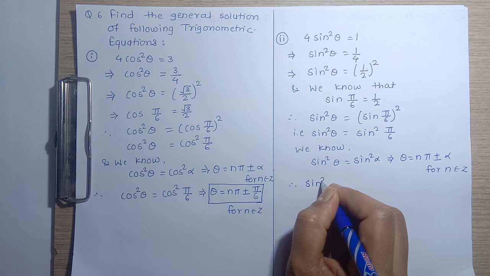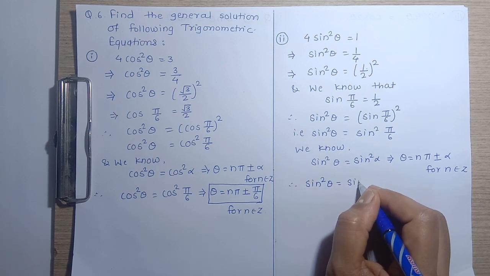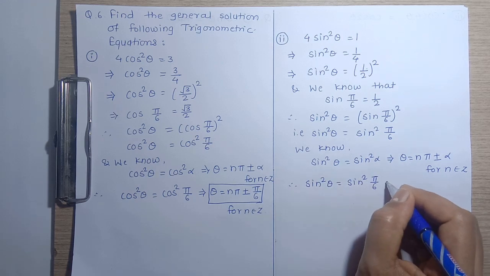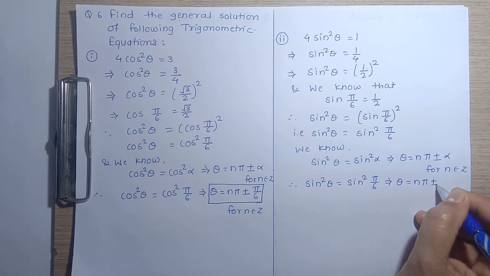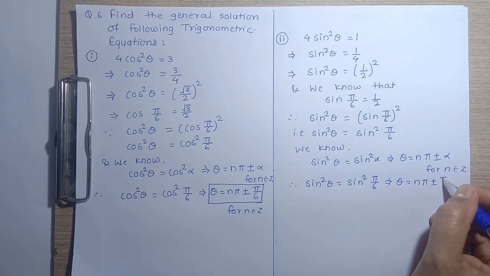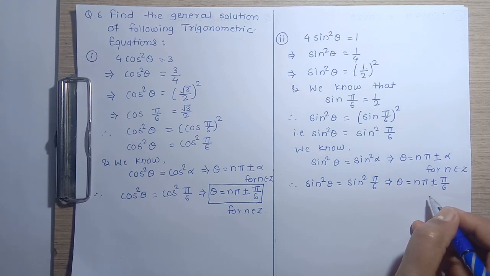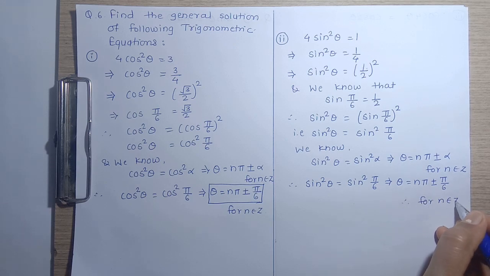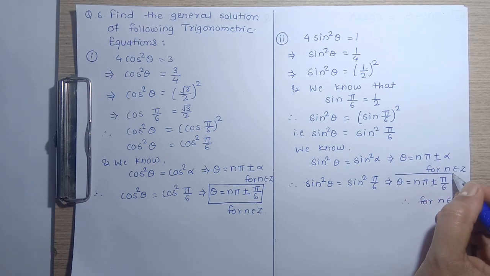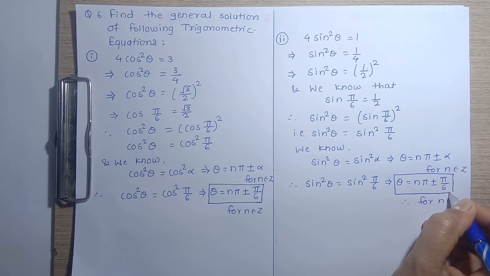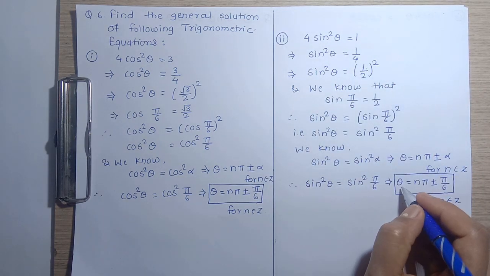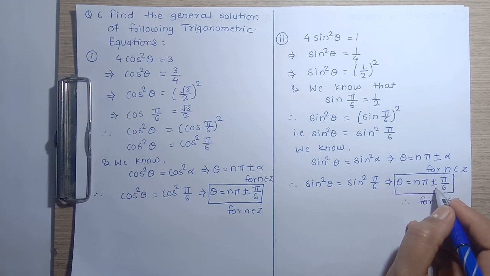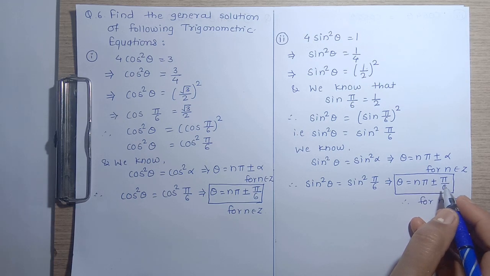Therefore, sin square theta is equal to sin square pi by 6 gives the solution theta is equal to n pi plus or minus, instead of alpha we have pi by 6, for n belongs to z. In that way we have obtained the solution for the given trigonometric equation 4 sin square theta is equal to 1: theta is equal to n pi plus or minus pi by 6.